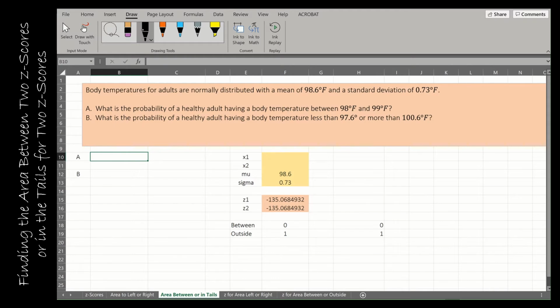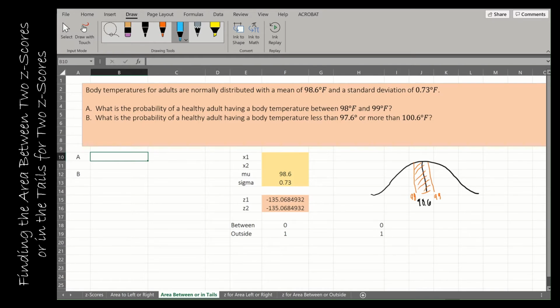So again, if I'm thinking about that normal model, and right here in the middle is 98.6, which is my mean. And my first question says, what's the probability of a healthy adult having a body temperature between 98 and 99? So what I'm really looking for is, if say this is 98 and this is 99, and again, it doesn't matter if you suck at drawing like I do, I'm looking for this value, which seems easy enough, but if you'll recall, Excel will only find the area to the left of a value.